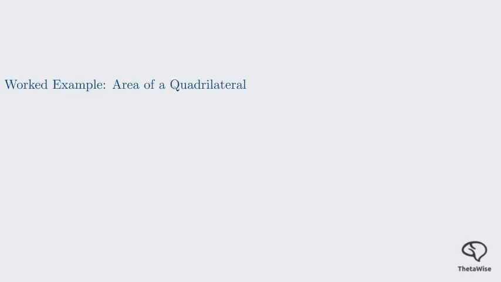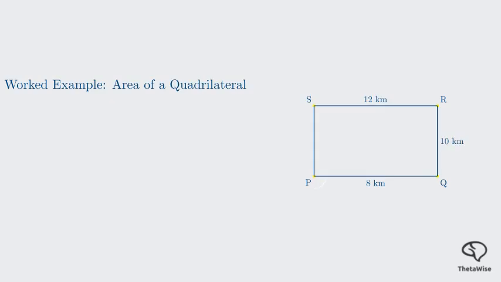Let's apply this problem-solving strategy to an IB-style question. We need to find the area of this quadrilateral PQRS and express it in hectares. A hectare is 10,000 square meters, but since our side lengths are in kilometers, let's remember that 1 square kilometer is 100 hectares. The diagram provides sides PQ, QR, and RS, and angles QPS and RQS.